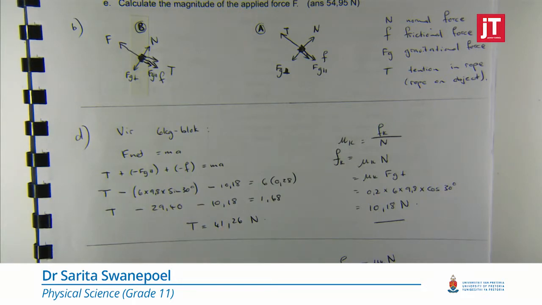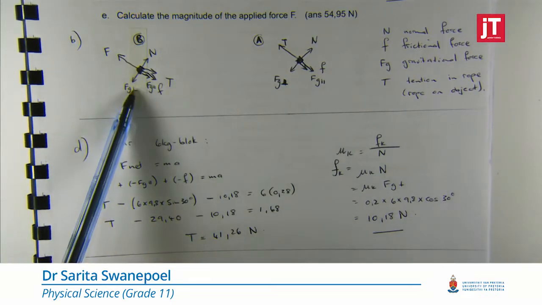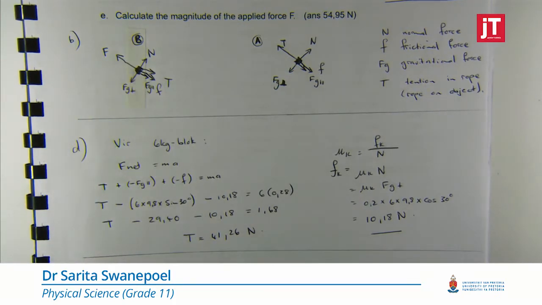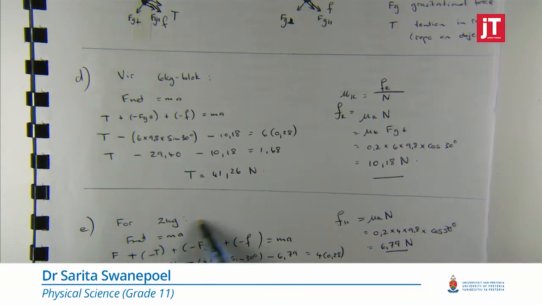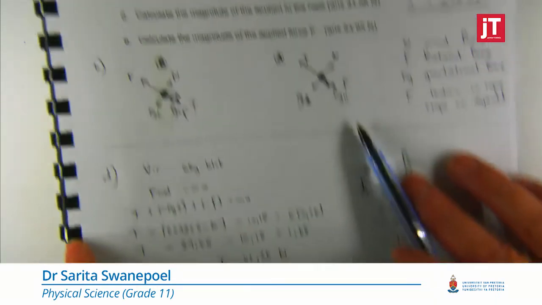And now in the next questions, you can use that value for T. So let's now go on. Now they're asking us to calculate the magnitude of the applied force. If I'm looking at the applied force, now I'm going to work with the top one. It is still accelerating, so for the top one, we're still going to say F net is m times a, right? And let's look at which forces.